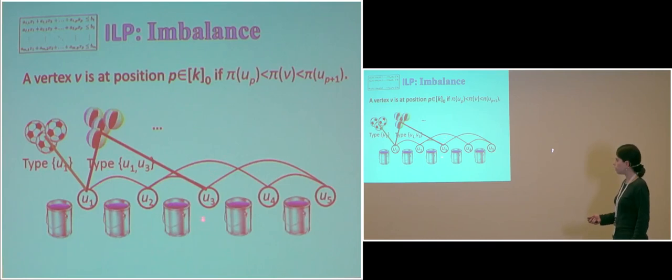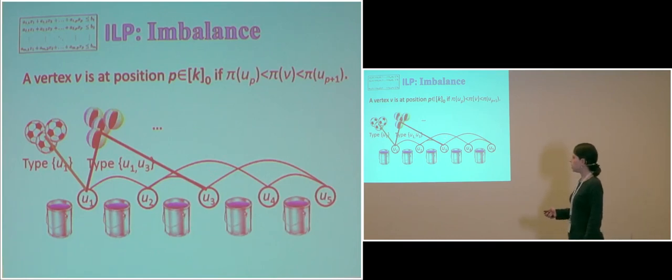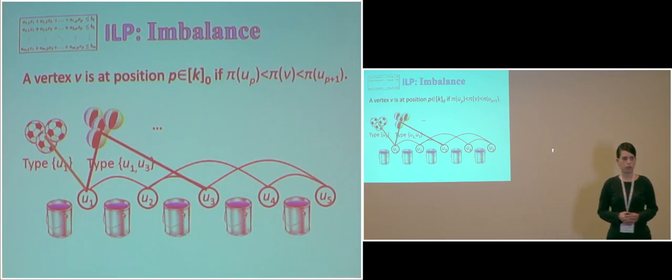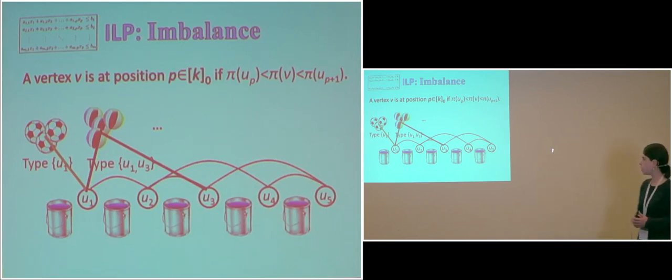Right? Because it's an independent set, all its neighbors are the UIs. So when I place a vertex here, it doesn't care what the internal order of vertices inside a bucket is. So it's really a bucket in this sense. It's really some location where we can place these vertices of the independent set.